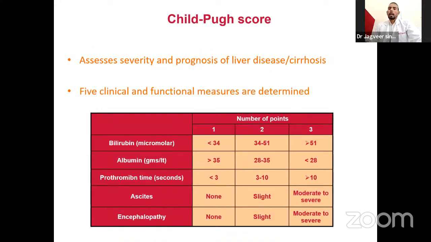Okay. How can we classify the severity of the cirrhosis? For this, we have a simple score like the Child-Pugh score. The Child-Pugh score has five variables: bilirubin, albumin, prothrombin, ascites, and encephalopathy. By calculating these data, we can classify the patient as having mild, moderate, or severe liver disease. The minimum score is 5 and the maximum Child-Pugh score is 15. Next slide.